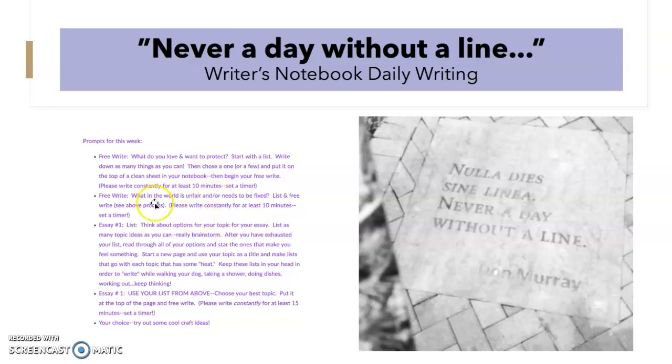And that's the same thing that you're going to do for the next free writing, which is, what in the world is unfair or needs to be fixed? Again, do a list, and then you're going to write for 10 minutes.